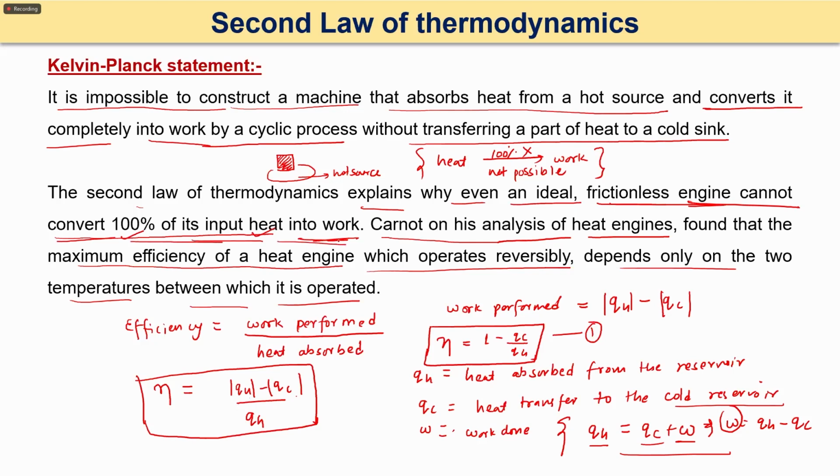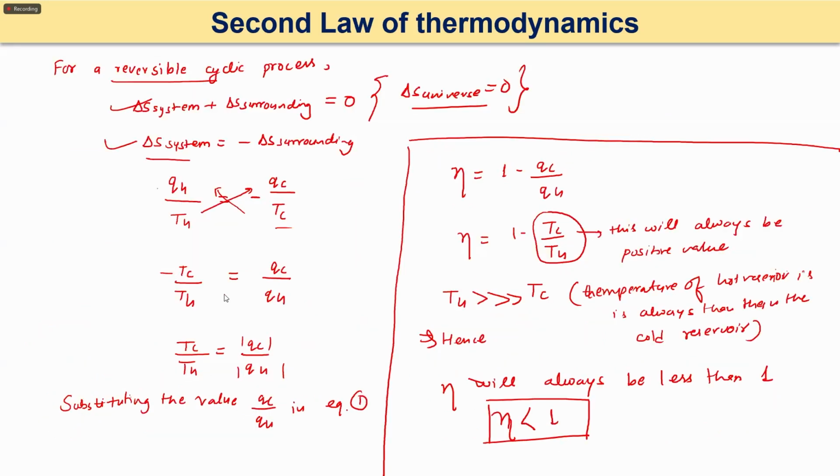If that were the case, your efficiency would be 1. But it is not, so your efficiency is always less than 100%. That is, it will always be less than 1. So here they have explained that your efficiency eta will be less than 1.